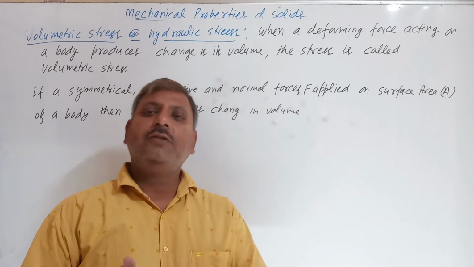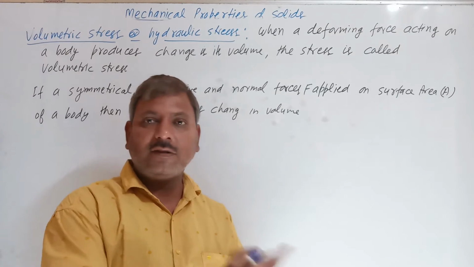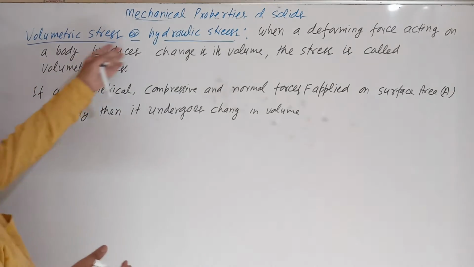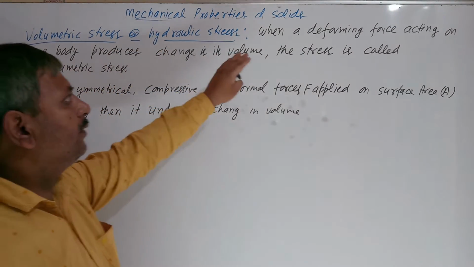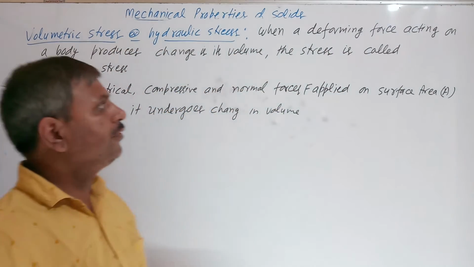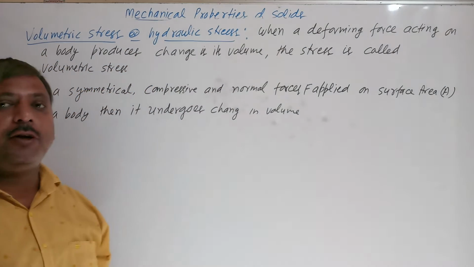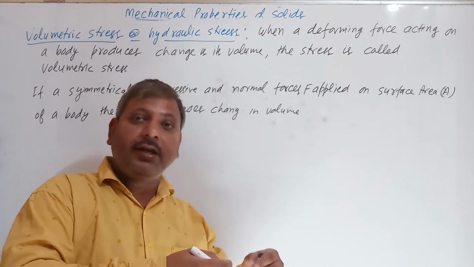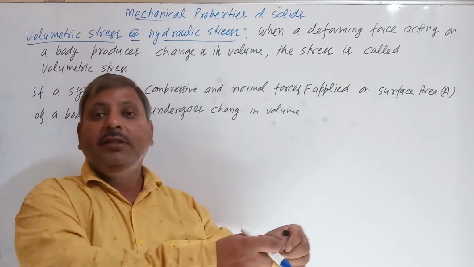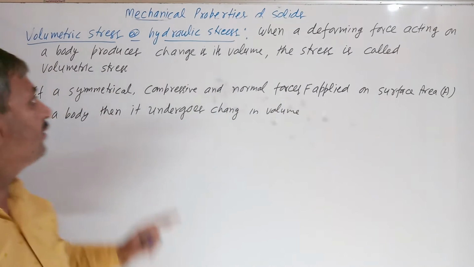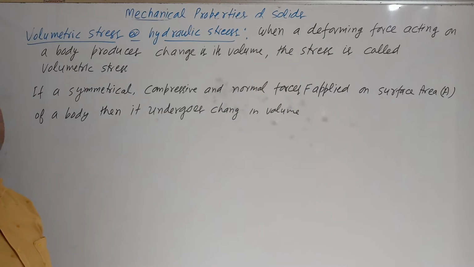So see here, what is volumetric stress? We have discussed longitudinal stress. Volumetric stress is also called hydraulic stress. It is when a deforming force acting on a body produces a change in its volume. In longitudinal stress, we saw change in length. Here there is change in volume. So the stress is called volumetric stress.